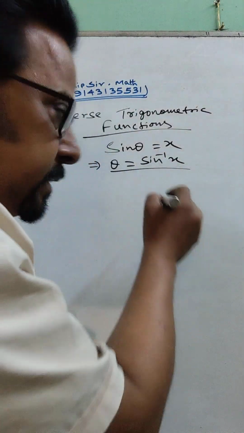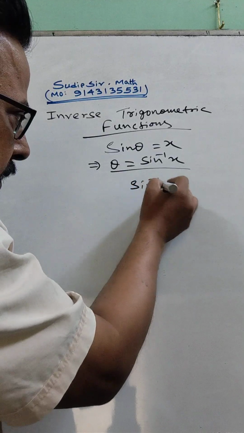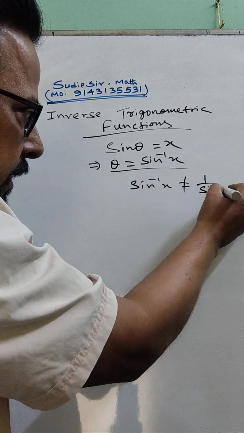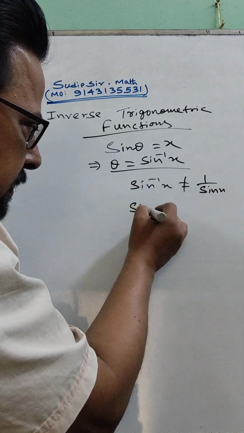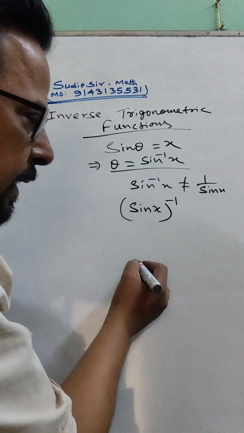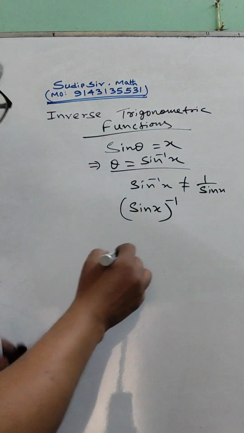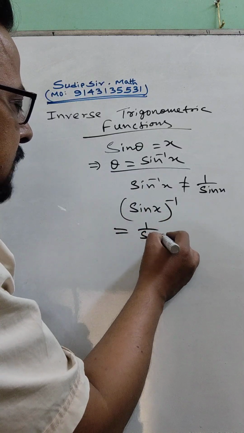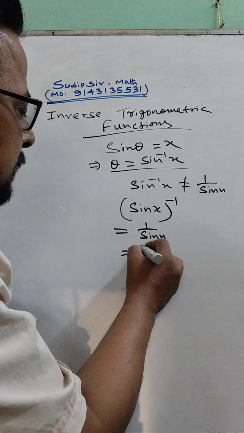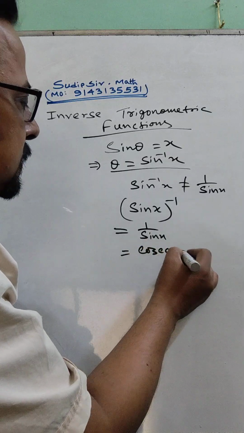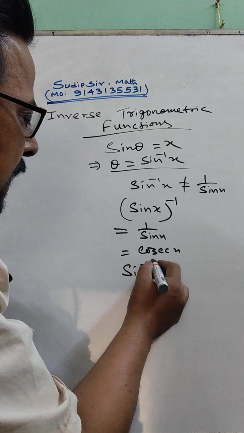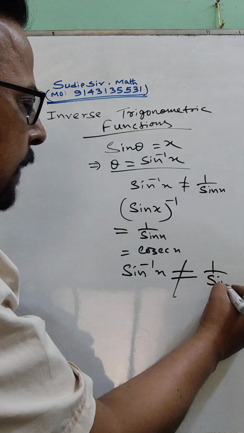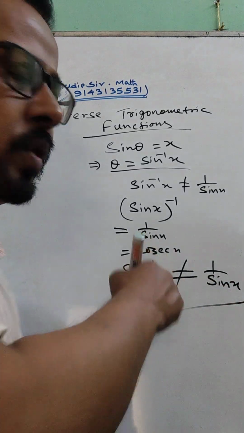Remember it, sin inverse x is not equal to 1 by sin x. If we write sin x whole to the power minus 1, this can be written as 1 by sin x, that is cosec x. But sin inverse x is not equal to 1 by sin x. First you have to remember this.